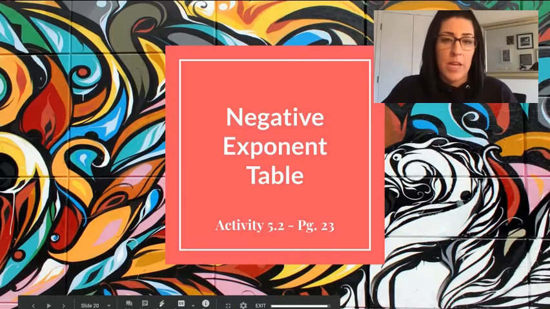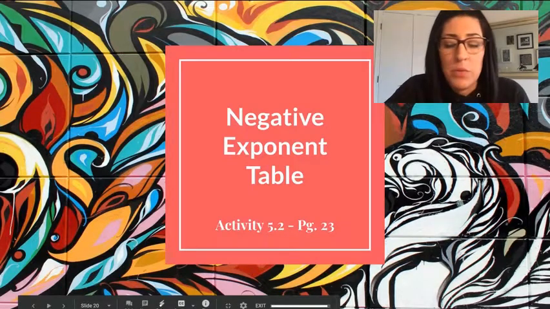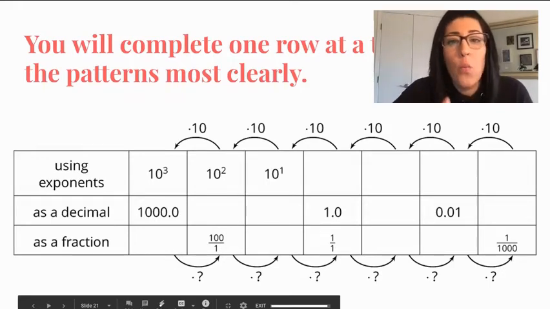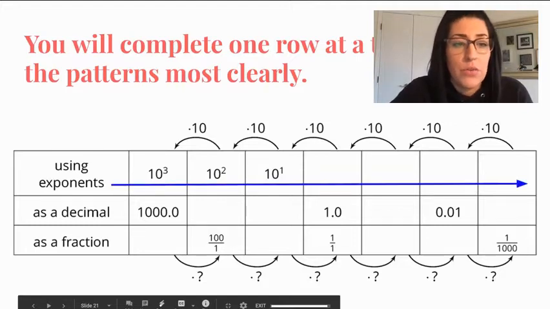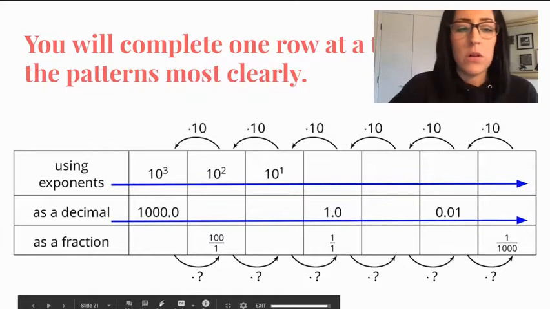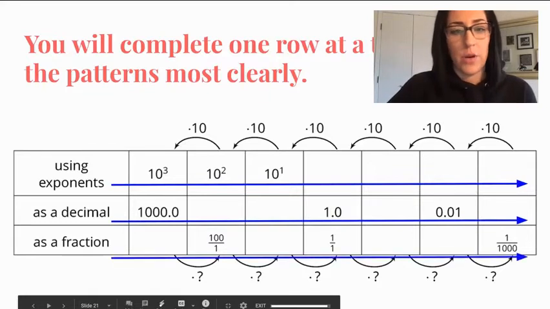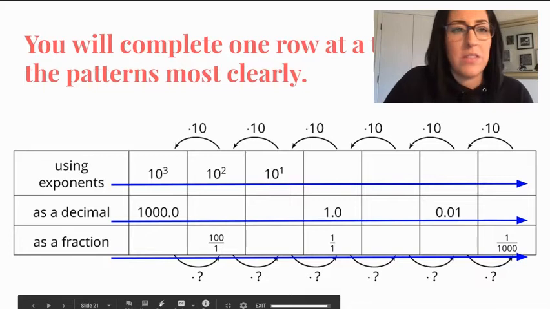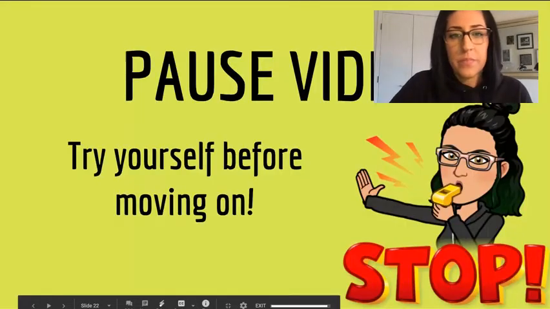So we start with a table with negative exponents, and it looks something like this. And you're going to complete 1 row at a time to see the patterns most clearly. So you're going to go through all of the using exponents row, all of the decimal row, and then all of the fraction row. After you complete those 3 rows, go through the questions that are listed 1 to 6, see if you can answer all of those, and then we'll discuss the rest together. So pause your video at this time and give it a try.